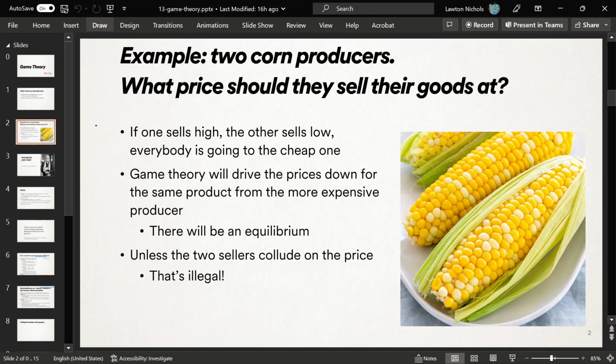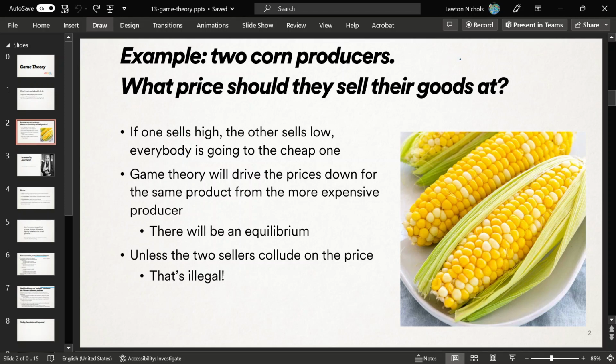So let's say that, I don't know, this is Fresno. So we have 2 corn producers, 2 people who are growing corn on their farms, and they also have little roadside stands where they sell their corn. And the question is, what price should those 2 corn producers sell their corn at? And this is just kind of common sense, I think. That's what game theory is, very much rooted in common sense. But we're mathematically specifying that common sense.